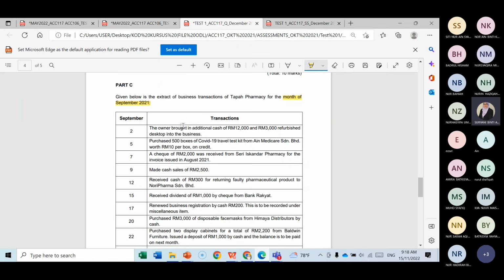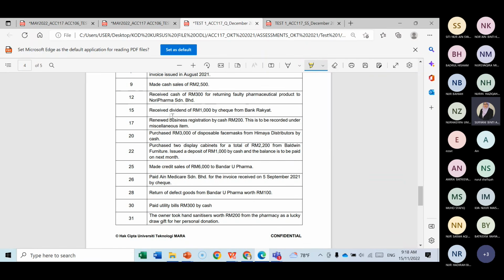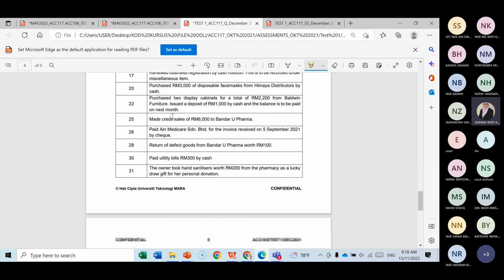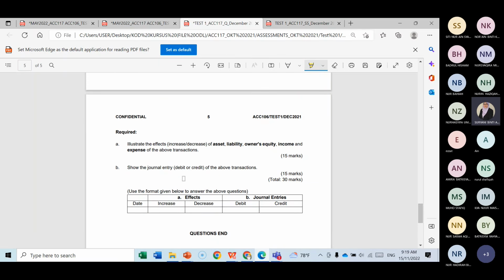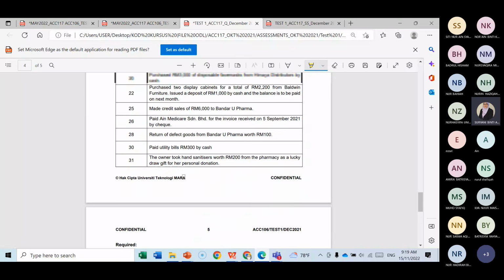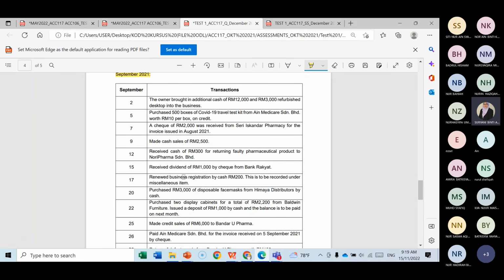Similarly, you are given a set of business transactions, not more than 15 transactions. Then you are required to identify the effects, either increase or decrease, of assets, liabilities, owner's equity, and income. Income represents the revenue class. Income is your revenue and expense. And then you have to show the journal entry, debit or credit, for the above transactions. Okay, let us try the first transaction, the 2nd of September.